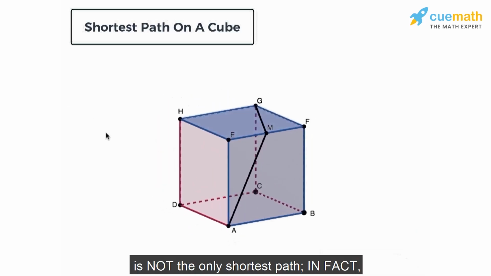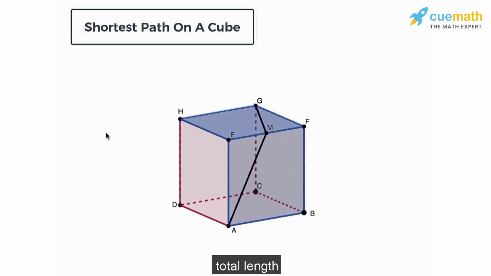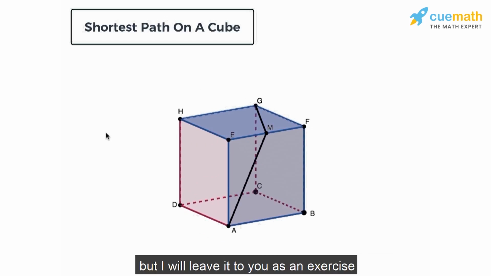By the way, this path that you see right now from A to M to G is not the only shortest path. In fact, there are 5 other paths like this which will also have the same total length, but I will leave it to you as an exercise to figure out those 5 shortest paths.